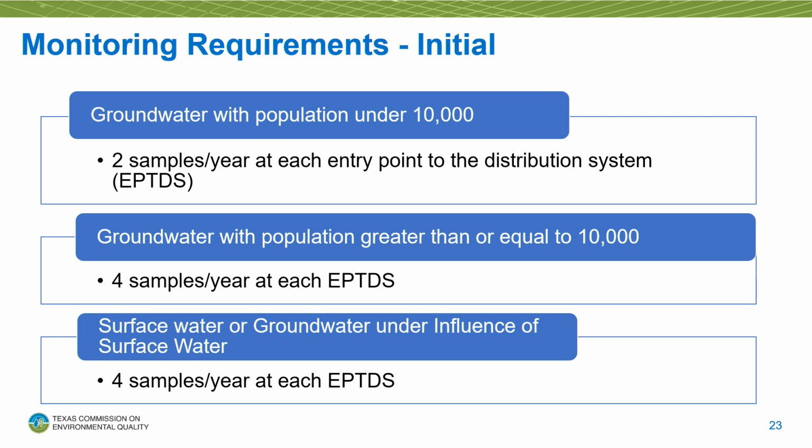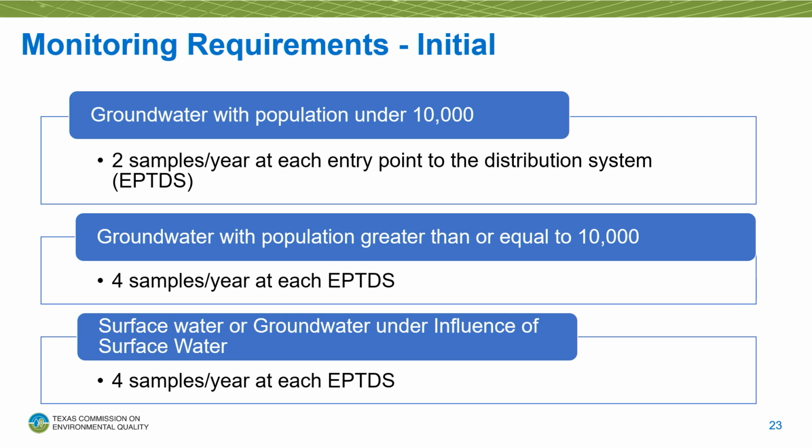For groundwater with a population greater than or equal to 10,000, quarterly sampling would be required. So 4 samples per year at each entry point to the distribution system, and those would have to be collected at least 2 to 4 months apart.